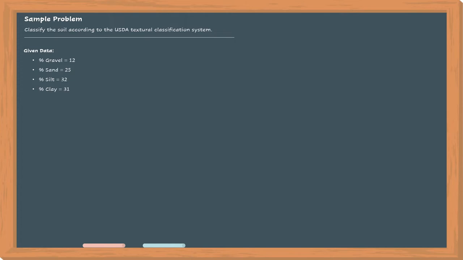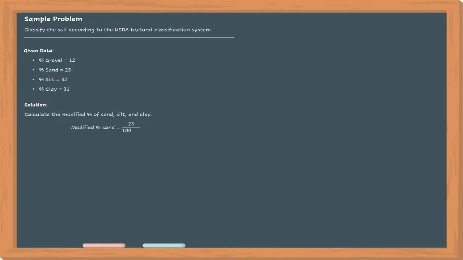katong triangular in yung shape niya. Okay, but before that, we have to compute first for the modified percent of sand, silt, and clay. Bakit kailangan natin i-modify? Because again, the USDA textural classification is basing only on the percent of sand, silt, and clay. Wala siyang gravel. So since meron tayong portion ng gravel, we have to modify the percent of sand, silt, and clay. Kumbaga, i-distribute natin yung percentage of gravel doon sa sand, silt, and clay.